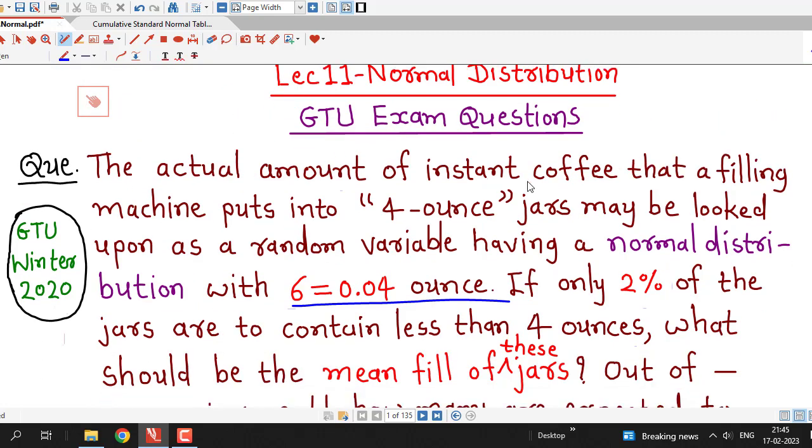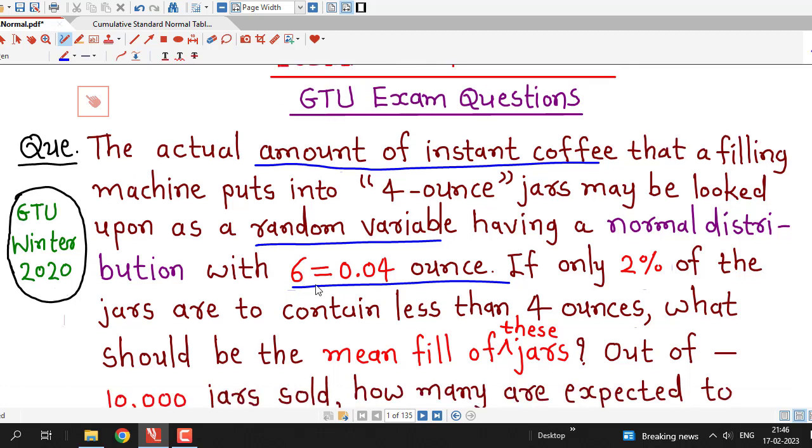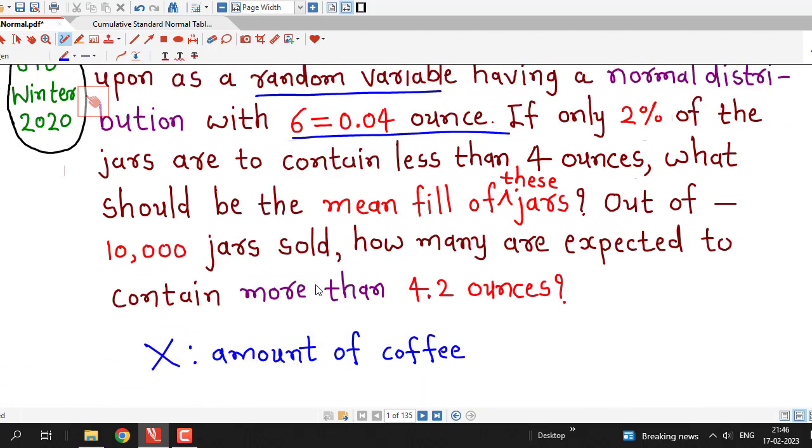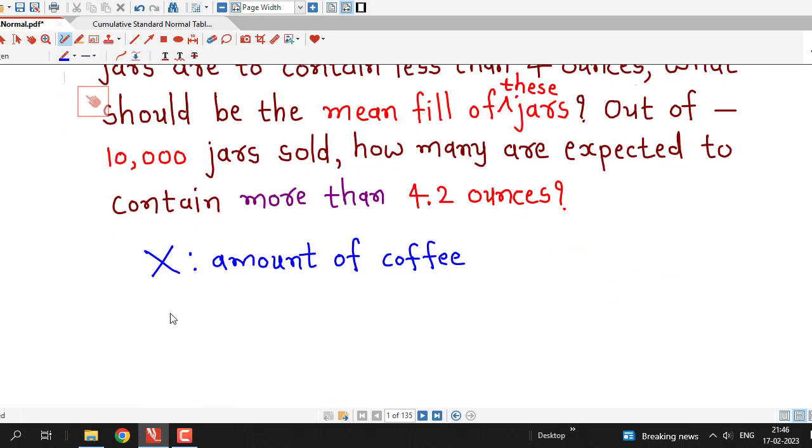The actual amount of instant coffee that a filling machine puts into 4-ounce jars may be looked upon as a random variable having a normal distribution with this standard deviation. So here we have to consider this amount of instant coffee as a normal random variable, and it is given that standard deviation is sigma equal to 0.04 ounces. So first we write down the standard deviation for this capital X, which is a normal random variable: sigma equal to 0.04 ounce.